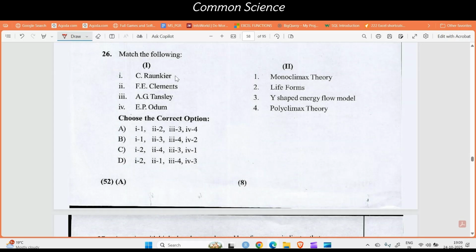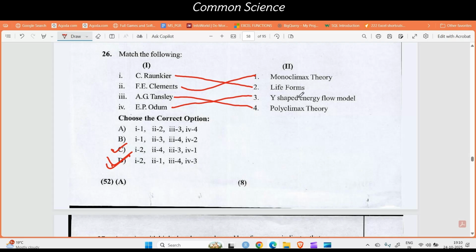Raunkiaer gave us the life forms. Options C and D are the options where one matches with two. Then you have Clements. Clements gave us the monoclimax theory. So option two matches with first. So D is the correct answer here. If you confirm it with A.G. Tansley, A.G. Tansley gave us the polyclimax model of climax community. Then E.P. Odum gave us the Y-shaped energy flow model. So option D seems to be the correct option here.